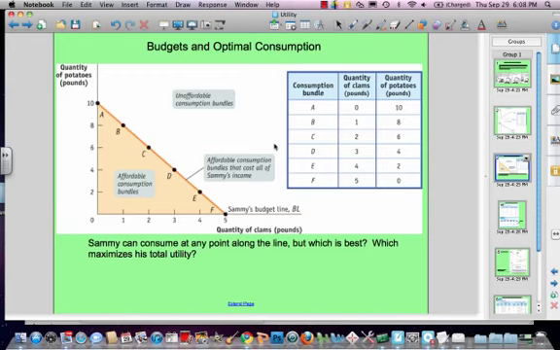So let's talk about budgets and optimal consumption. Why budgets? Well, because we can't eat as much as we want. There is really no such thing as an all-you-can-eat buffet. In fact, they kick you out at a certain point. And we only have so much money.